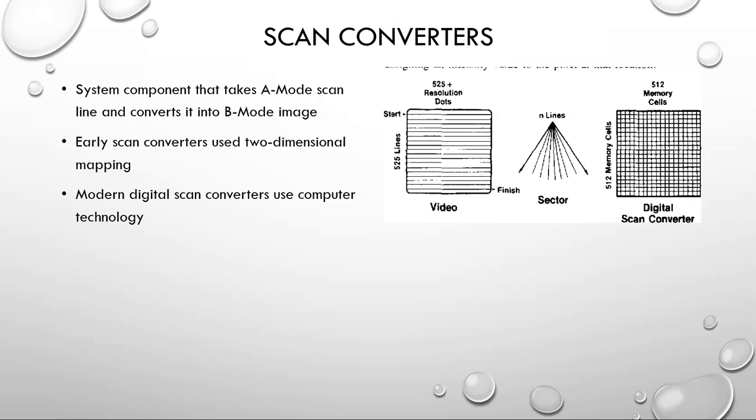Scan converters are system components that take the A mode scan and convert it into a B mode scan or B mode image. Early scan converters used two-dimensional mapping and memory cells to do this. Modern ones, of course, use a computer, and we don't have analog scan converters anymore.